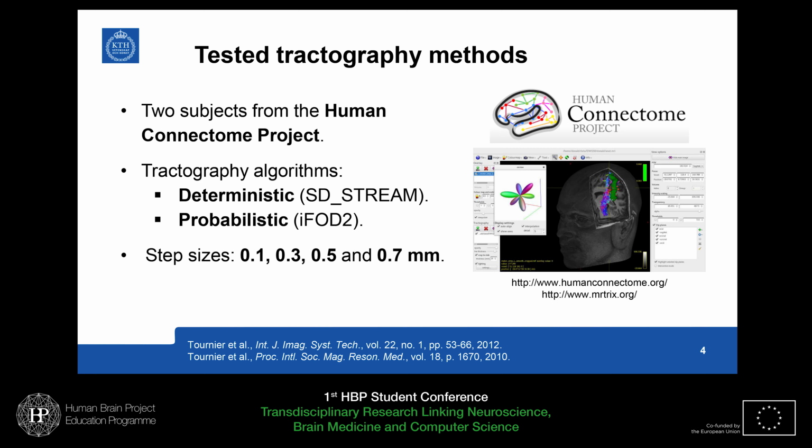So to investigate this, I took two subjects from the Human Connectome Project, so very high quality diffusion data, and I applied on them two different tractography algorithms, one deterministic and one probabilistic. And then for each of these two algorithms, I tested different step sizes between 0.1 and 0.7 millimeters. The step size is basically the distance between two subsequent points in the tract that we're going to reconstruct. So in the end, we get 8 different tractography data sets with completely different settings.